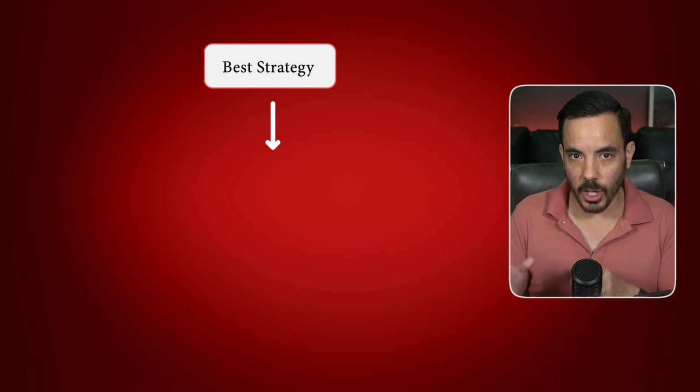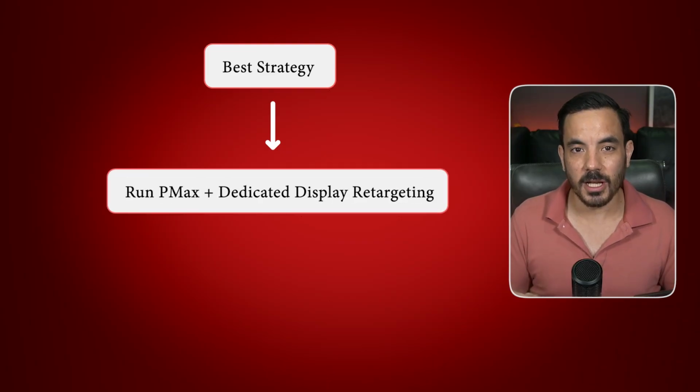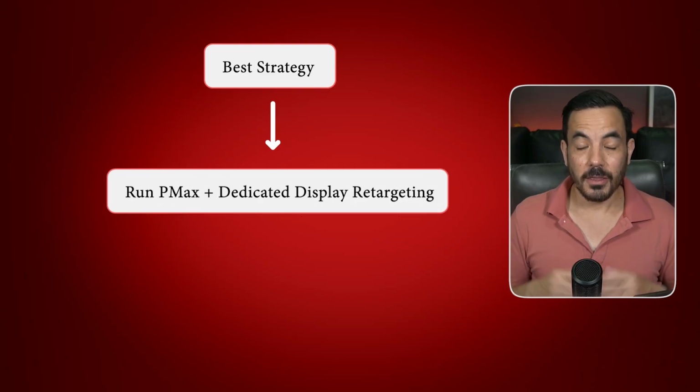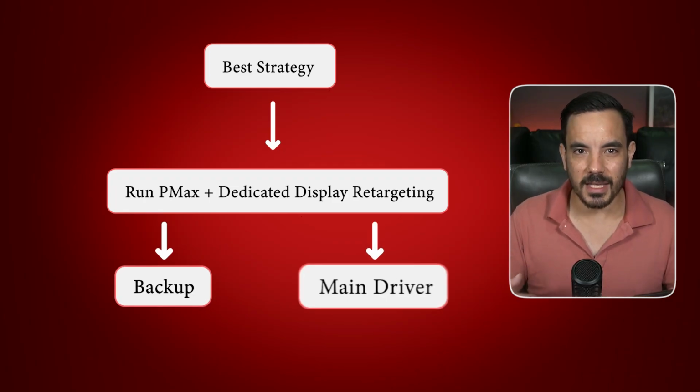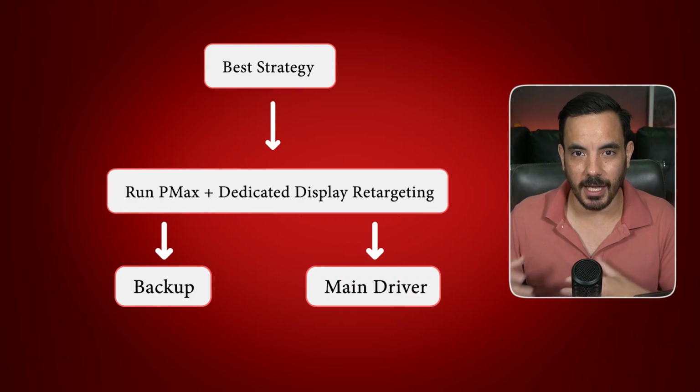So do let Performance Max continue to run in the background because it will do some retargeting, and it works well as a catch-all campaign. But for the best overall return on ad spend, also add your own dedicated display retargeting campaign on top. That way you cover both bases. PMax as a backup, and then your dedicated retargeting campaign as the main driver of performance in your account from retargeting.